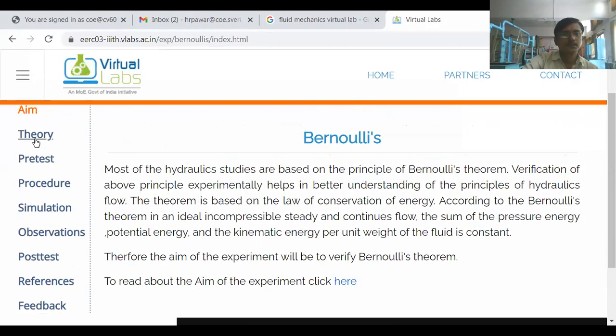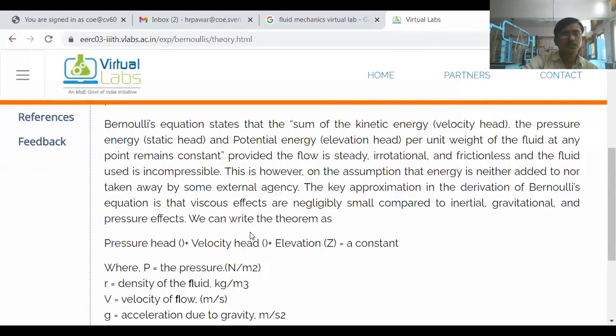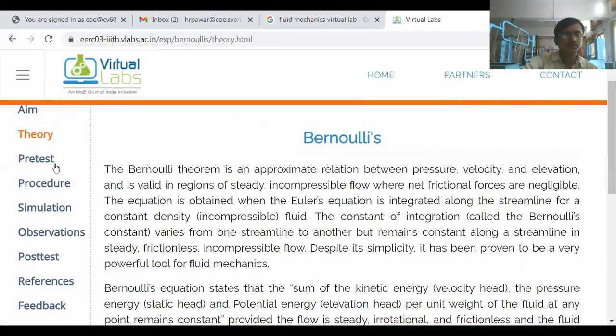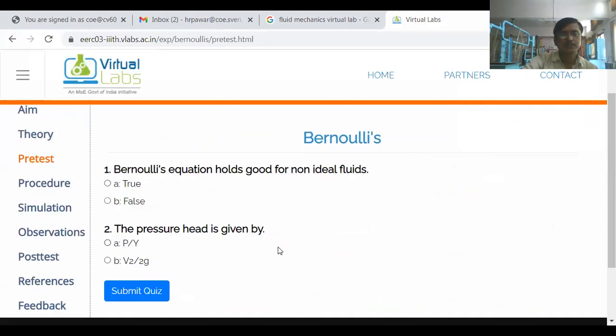Then the second tab is about the theory. Here, the total theory about Bernoulli's theorem has been given. Then comes the pre-test. These are the questions which have been asked. So let us solve this one. Bernoulli's equation holds good for non-ideal fluid. Is it true or false?